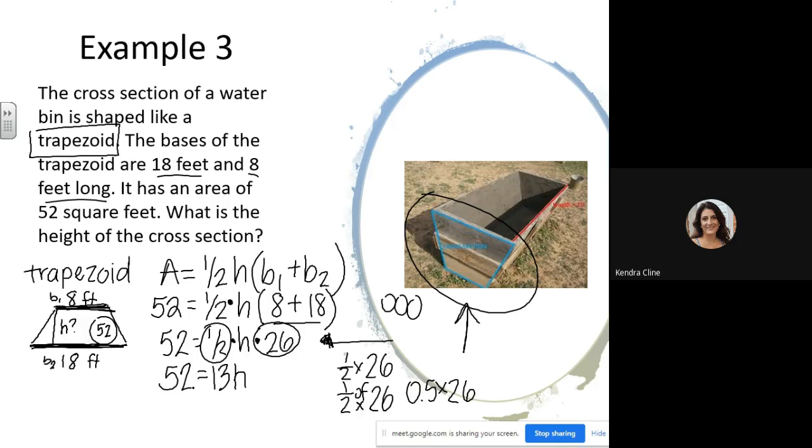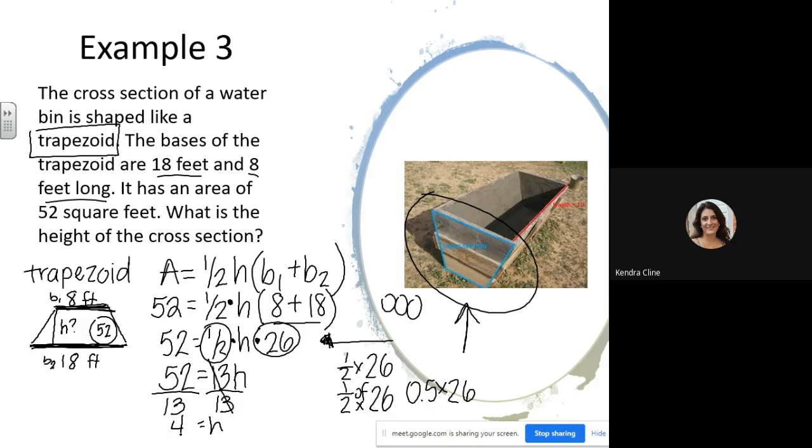Okay, now this is a one-step equation like what we worked on when we were in algebra. My goal is to get H by itself. They're multiplying it by 13, so I'm going to divide by 13. What I do to one side, I must do to the other. This cancels out and gives me 4.